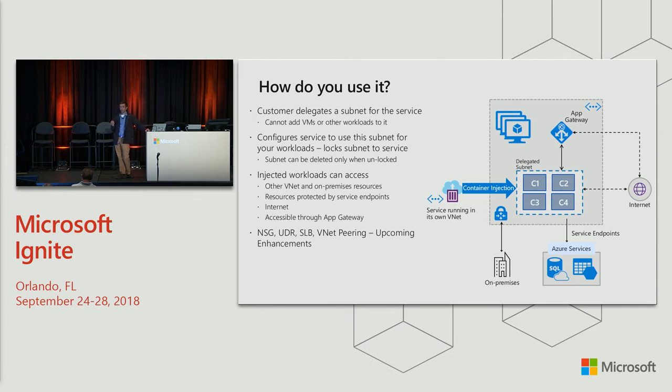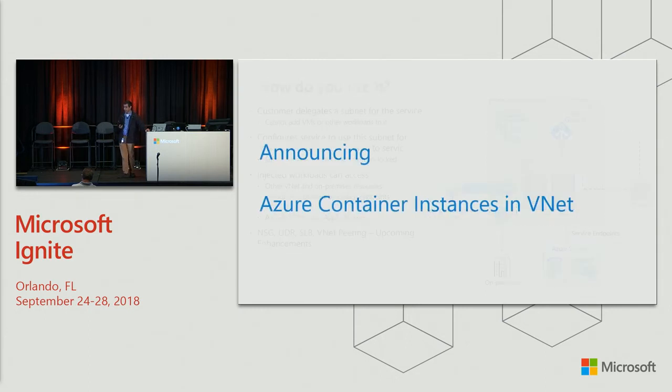So this is an evolving stack. So we have a few capabilities now and a lot more coming later. Right now, when you go and inject a container or an app in that fashion, you can access other resources in your VNet. You can access on-premises resources. You can access resources that are protected by service endpoints. You can go to the internet, of course. And then if you try to publish your app behind an app gateway, that works. But if you do things like NSGs, UDRs, SLBs, VNet peering, that's not available today, but it's coming very soon. Those are very much in our roadmap, and those are enhancements that we are looking at.